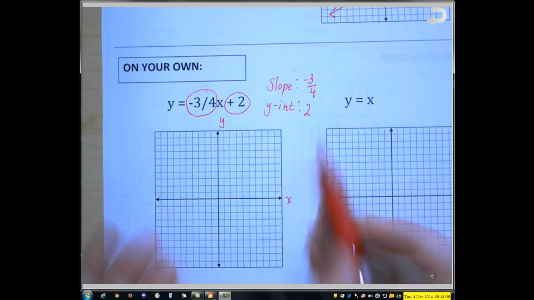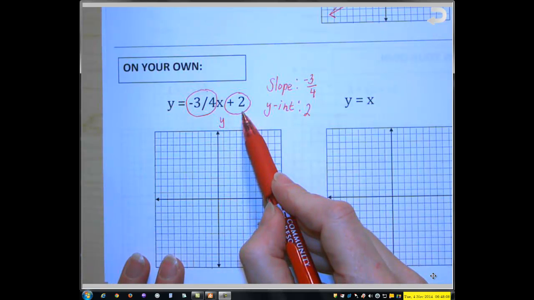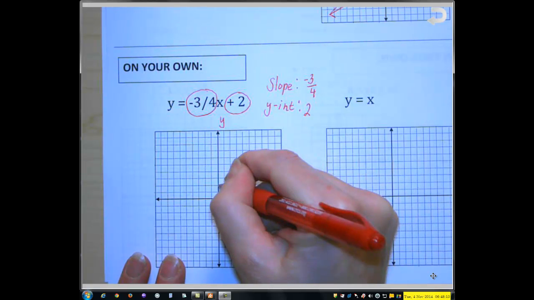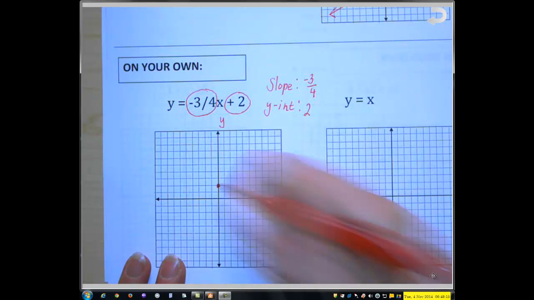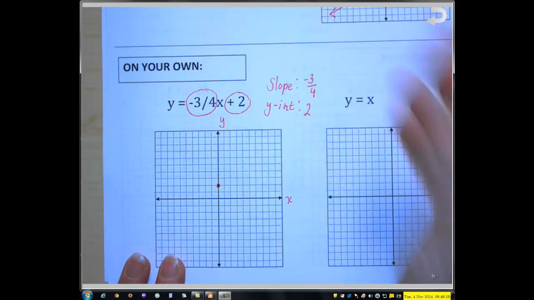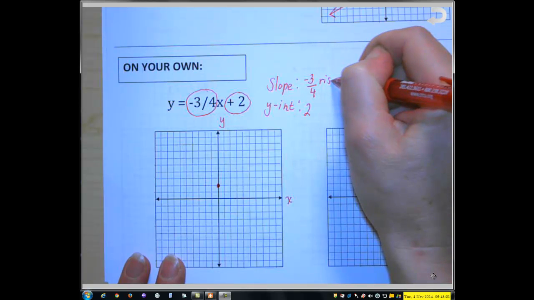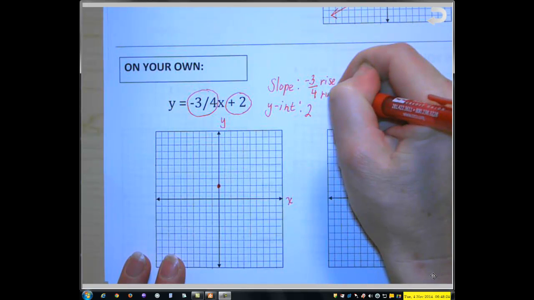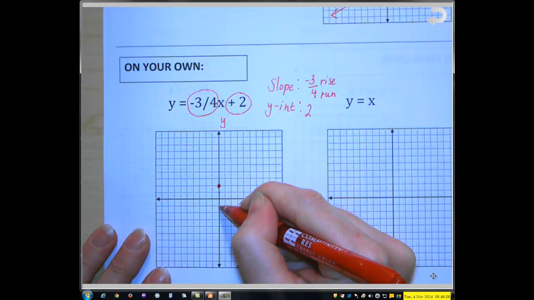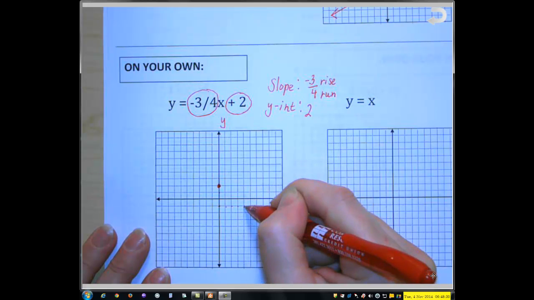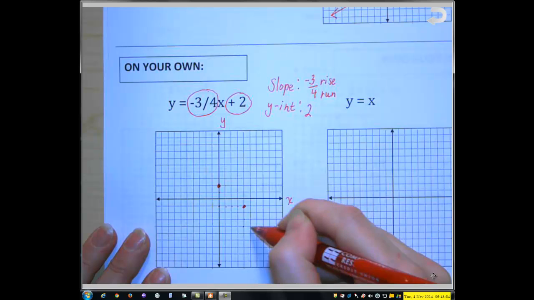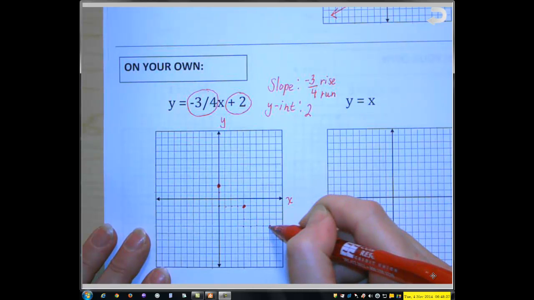Okay, so we need to graph a y-intercept of 2. A y-intercept is on the y-axis, so we go to 2 on the y-axis and we put a point. Our line has a negative slope, so that means our rise should be -3 and our run should be +4. So we'll go down 3 and to the right 4. Down 3 and to the right 4.